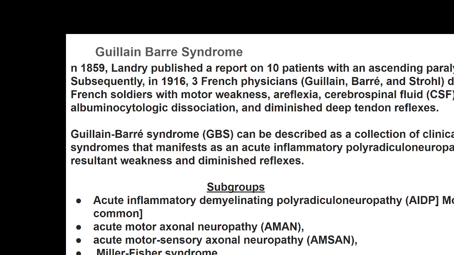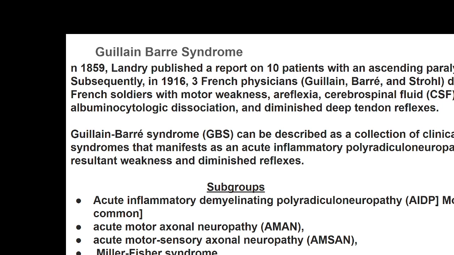The other subgroup would be acute motor axonal neuropathy, where instead of the spinal ganglion being affected, the axons may be affected, and that's the axonal neuropathy, another condition which may have a lesser chance of recovery. See, polyradicular neuropathy has a very high chance of spontaneous recovery, whereas motor axonal neuropathy has a comparatively lesser chance of recovery. And then motor sensory axonal neuropathy is another condition.